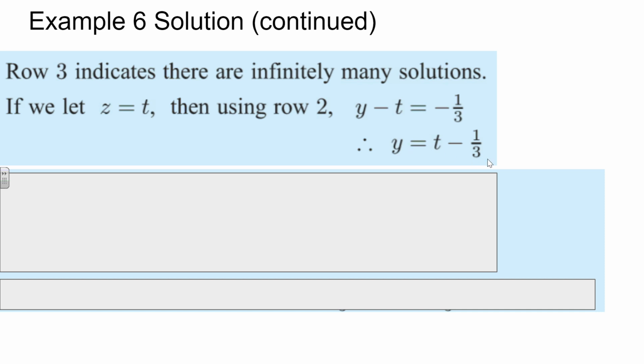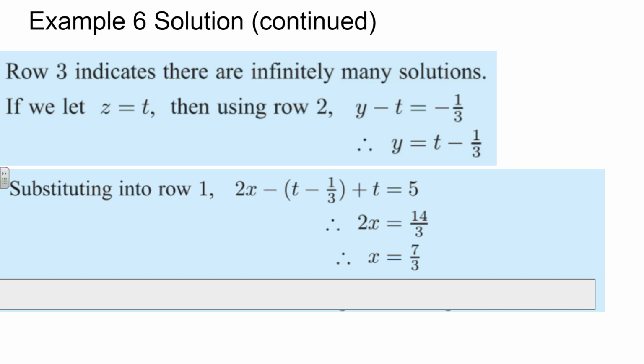The only thing I have left to do is define what x is. In order to do that, I'm going to work with row number 1. So across row 1, I have 2x minus y, but y is t minus 1/3, plus t equals 5. And now I'm just going to solve for x. And what happens in this situation, the t's cancel out, and x equals 7/3.